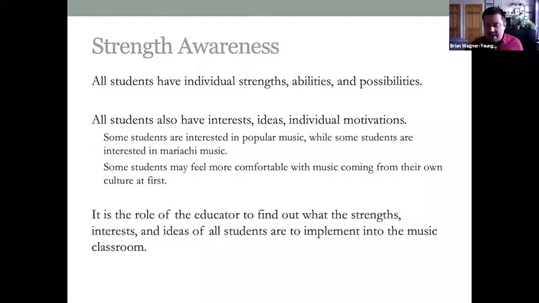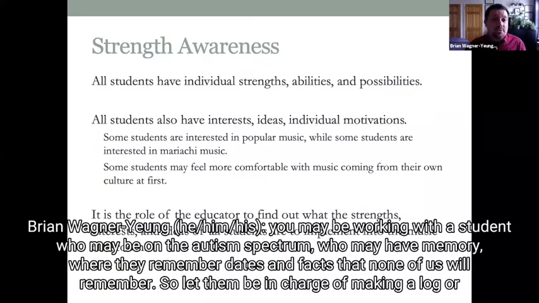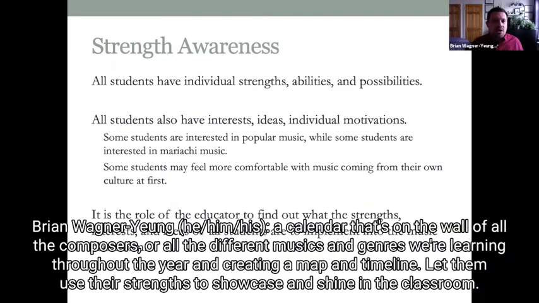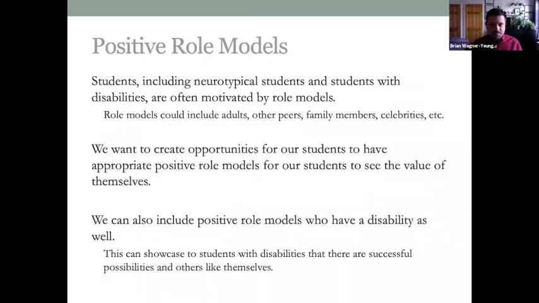For example, you may be working with a student on the autism spectrum who has a memory where they remember dates and facts that none of us will remember. So let them be in charge of making a log or a calendar on the wall of all the composers or all the different music and genres we're learning throughout the year, and creating a map and a timeline. Let them use their strengths to showcase and shine in the classroom.